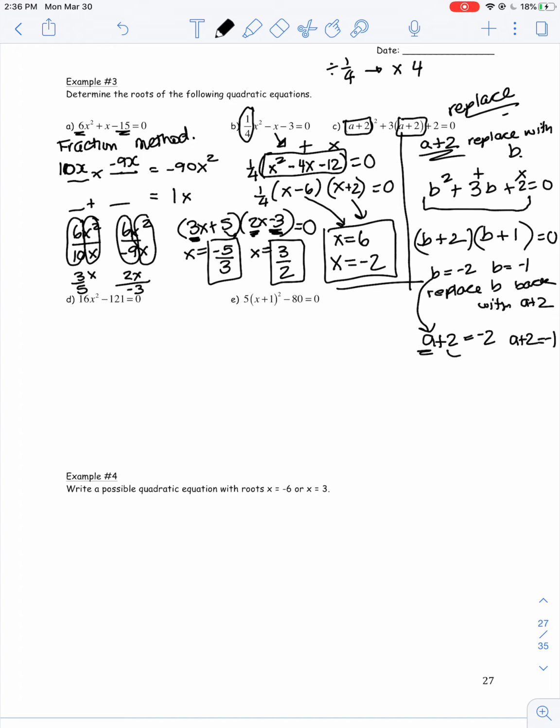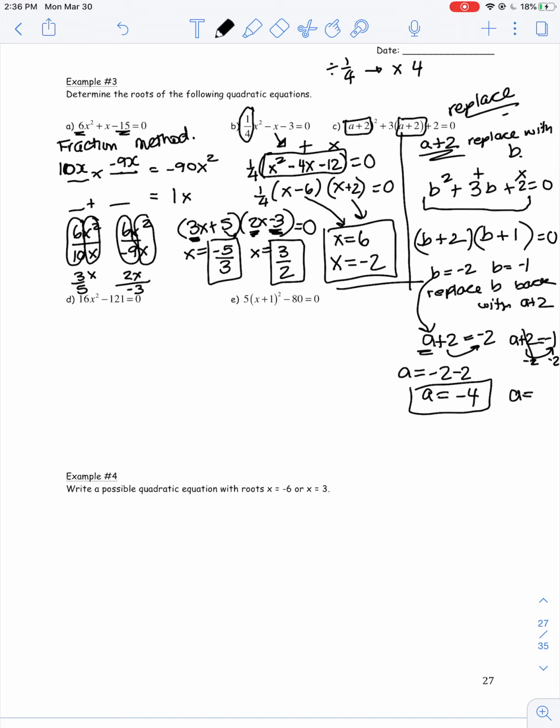Instead of b equals negative 1, you're going to have a plus 2 equals negative 1. Now all you have to do is isolate for a by bringing this over and this guy over. So a is equal to negative 2 minus 2. A is equal to negative 4 then.